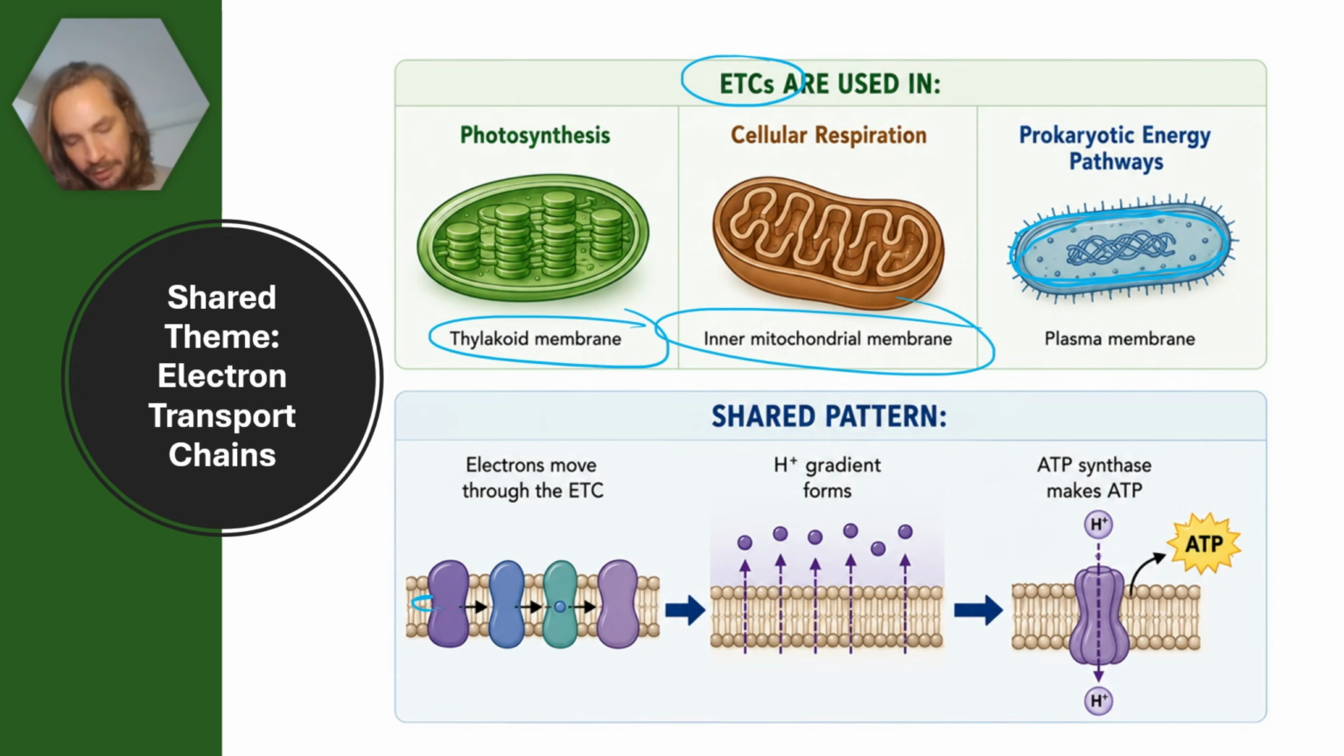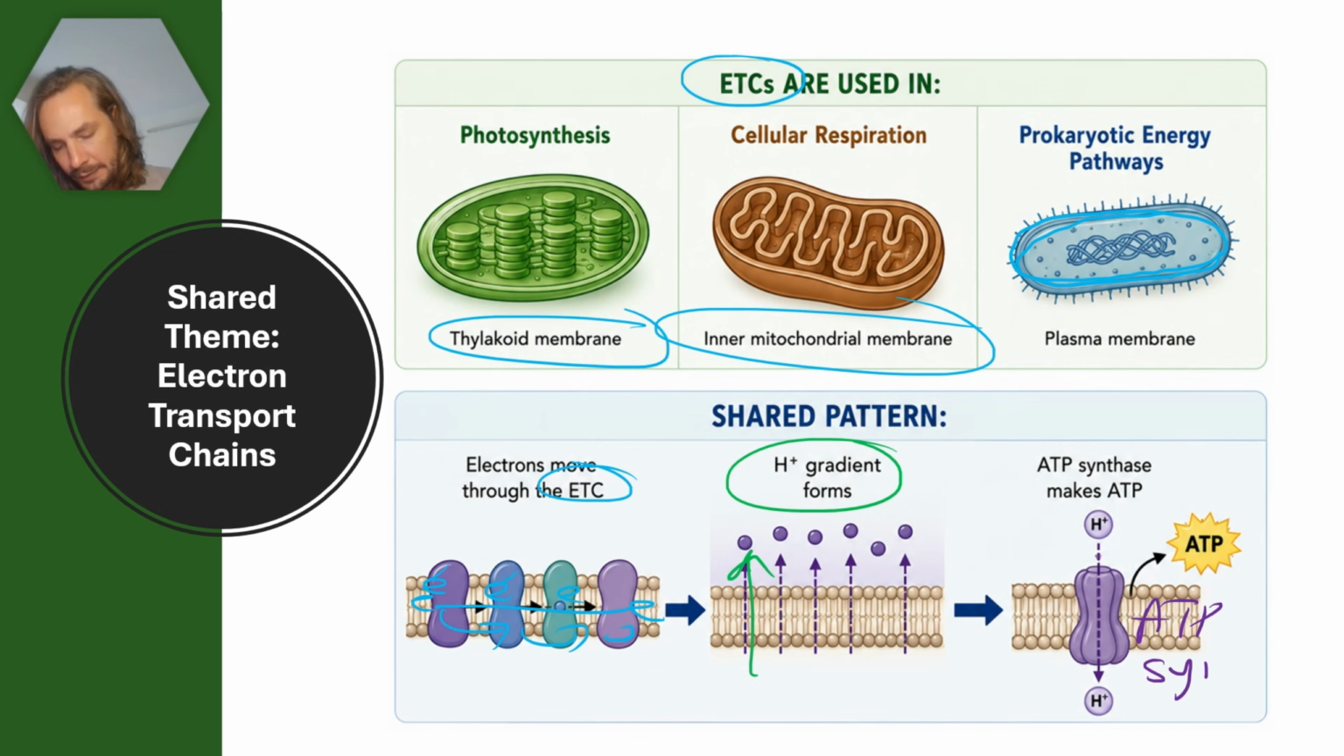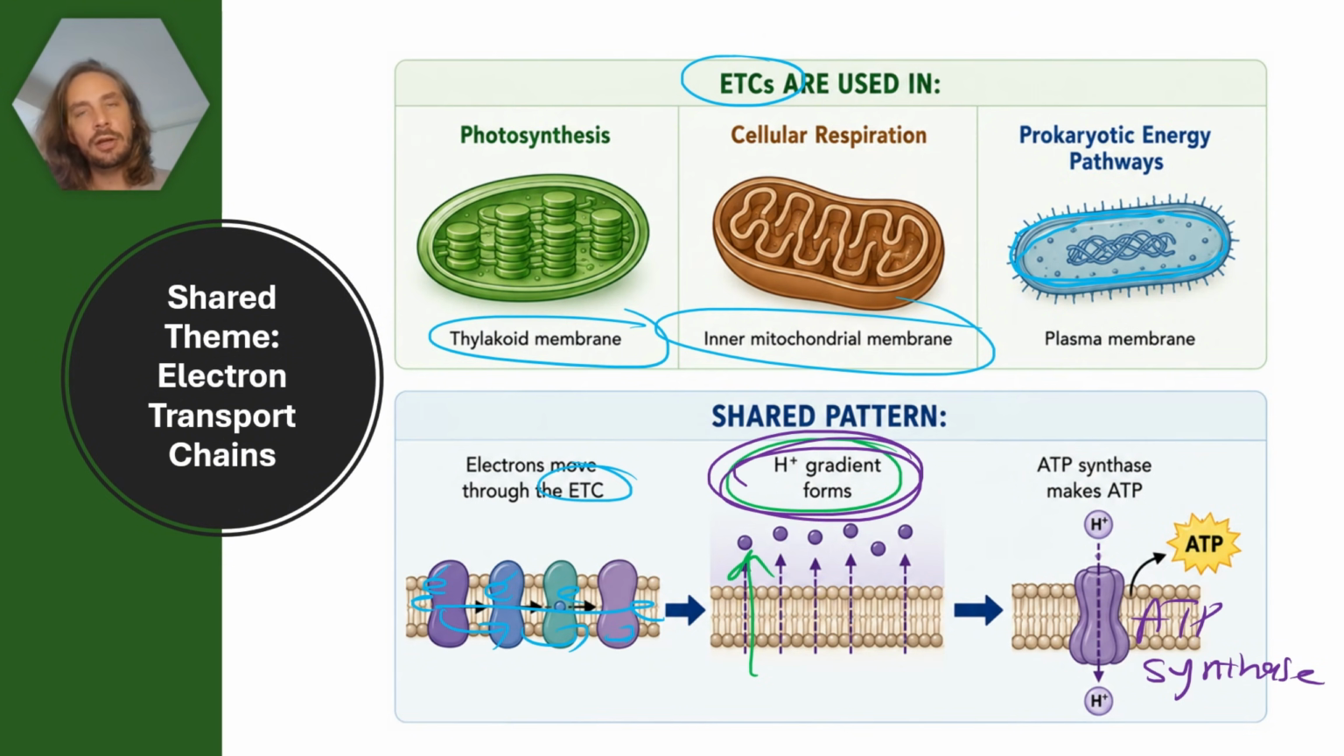Electrons move through the electron transport chain from one of these complexes to the other. As the electrons are moving, it creates a proton gradient. And then we have ATP synthase that uses this proton gradient to create ATP.